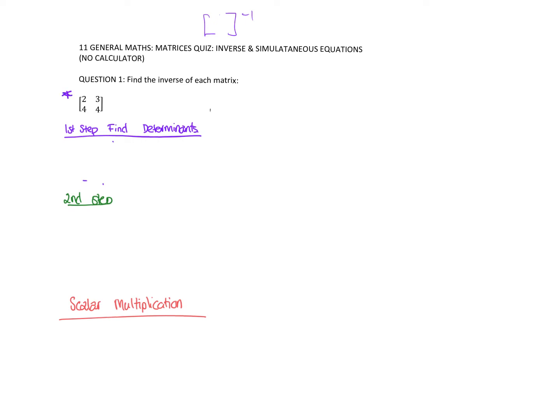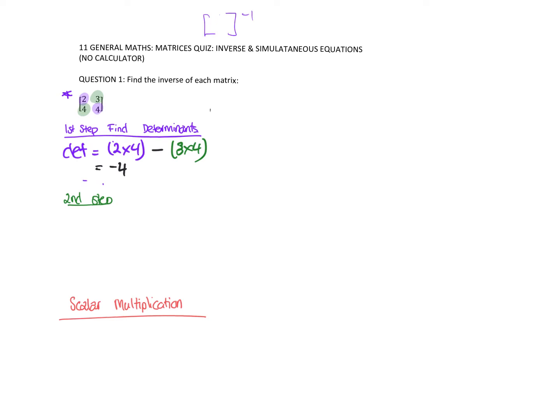Okay, so the first step is to find the determinant. Now, the determinant is when we do this spot times that spot, so 2 times 4, then we minus this spot times that spot. So that's just the rule that you do, okay? So if we did that, that would be 8 minus 12, so it ends up being -4. So that's the first step of finding the inverse matrix.